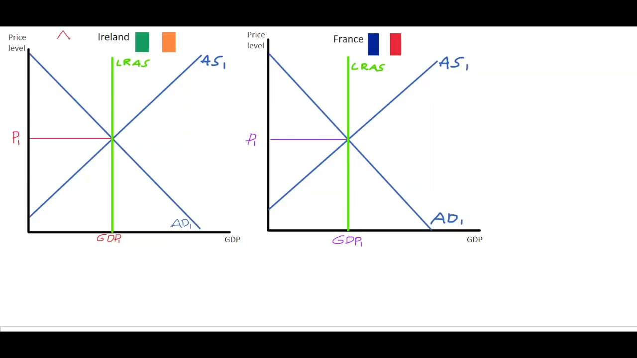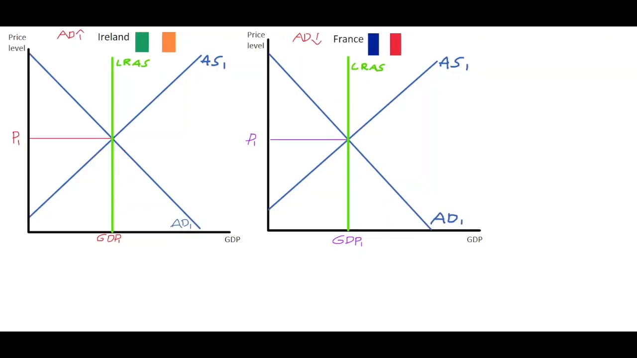So in Ireland we will have an increase in aggregate demand, whereas in France the aggregate demand curve for French goods and services is going to decrease. So how do we model this and what are the implications?